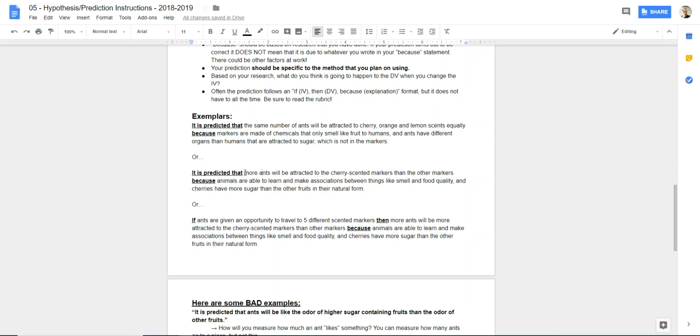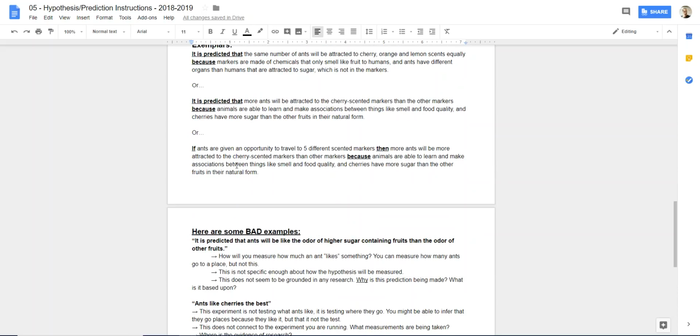Another way to think of it is that this one's the exact same format, but this is the opposite. They predict that ants are going to be attracted to the cherry scented markers more than others. They've picked a specific scent that they think is going to win out. The last one is if-then. If you decide to go with this format, totally good. The first part, the if part, is talking about your independent variable. So if ants are given an opportunity to travel to different markers, that's going to be my IV, the 5 different markers. Then more ants will be attracted to the cherry scented. This is the DV. They think that there are going to be a number of ants attracted to a particular marker. And they still have a because statement that shows me that they've done research.